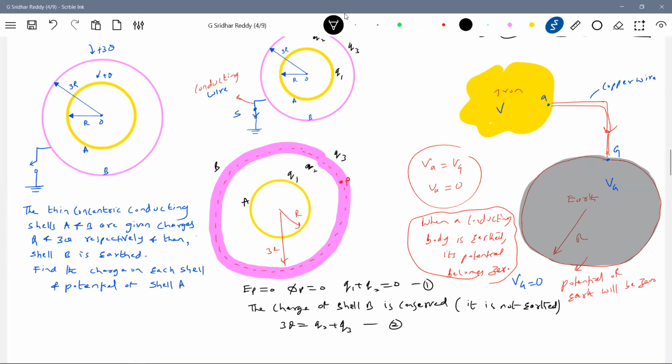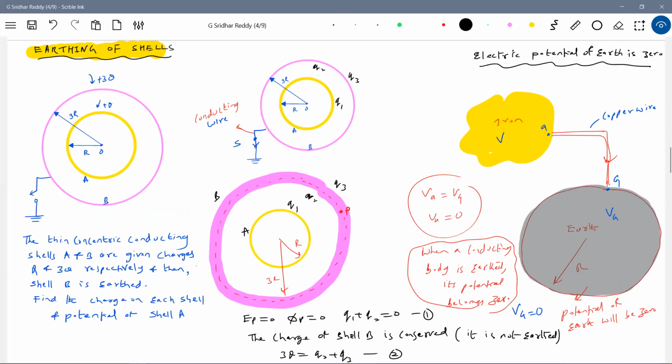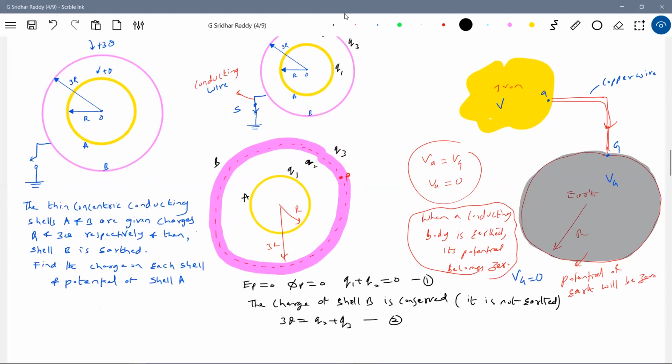How many unknowns are there? Q1, Q2, and Q3. 3 unknowns. I have 2 equations. I need one more equation. A shell which is earthed, what should be its potential? Oh, wait. Shell B is earthed, no? Sorry, the charge of shell A is conserved. What was the charge given to shell A? Q. So from equation 1, we can write Q2 equal to minus Q.